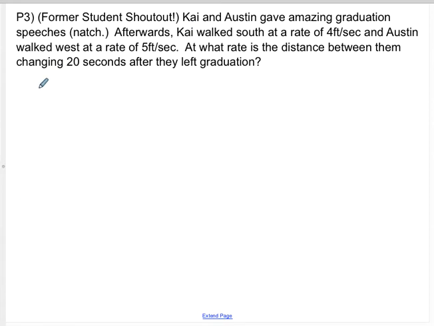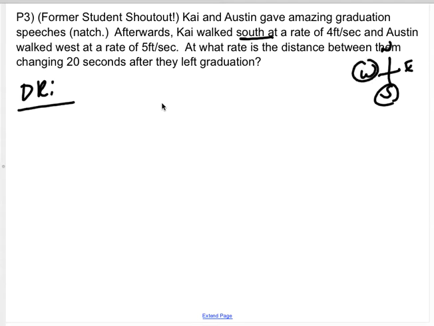Okay, so let's draw our diagram and our rates. Remember, it never hurts to do your never eat slimy worms, right? So we know that they are walking, Kai is walking south and Austin is walking west. So when I draw my graduation, which I'm going to put a G for graduation, Austin's going to walk west, so we'll call this A for Austin, right? And we're going to call this K for Kai, right?